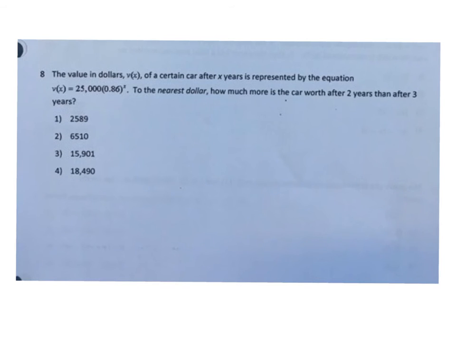Number 8, the value in dollars v of x of a certain car after x years is represented by the equation v of x is equal to 25,000 times 0.86^x. To the nearest dollar, how much more is the car worth after 2 years than after 3 years? So in order to find that, we're going to have to find out what the values of the cars are at for 2 years and 3 years, and this is our value for x. So we're going to substitute our values in for x for two equations.